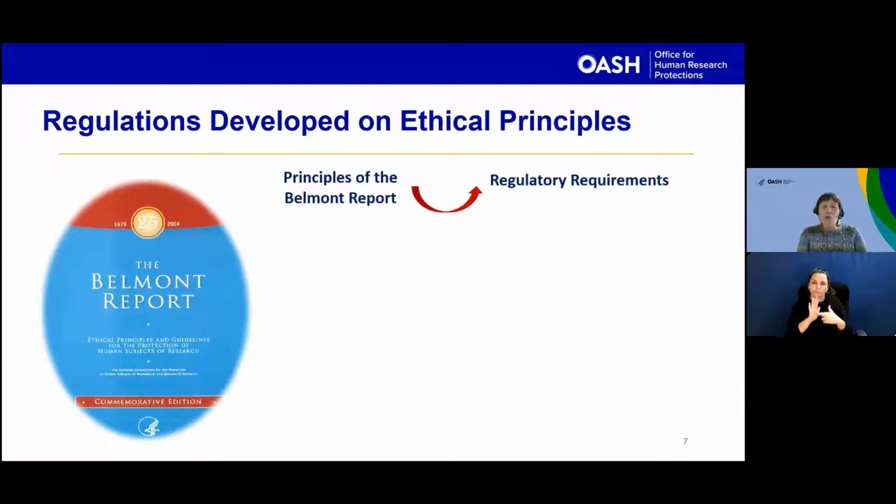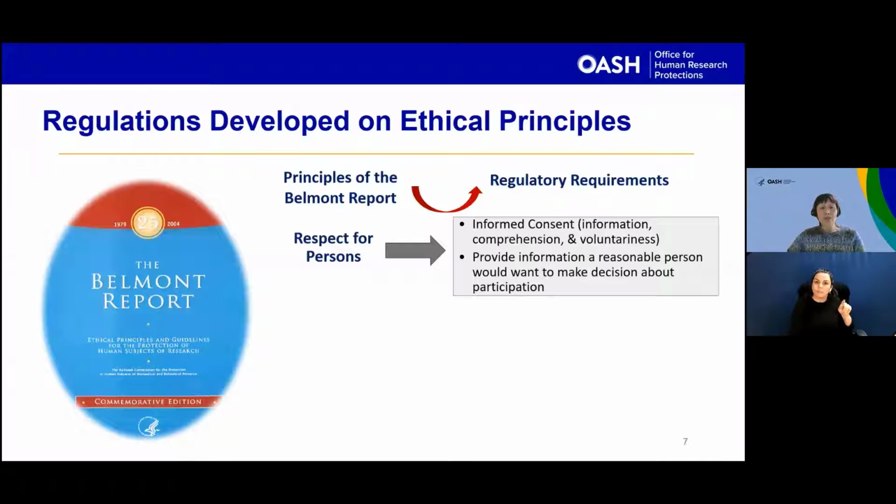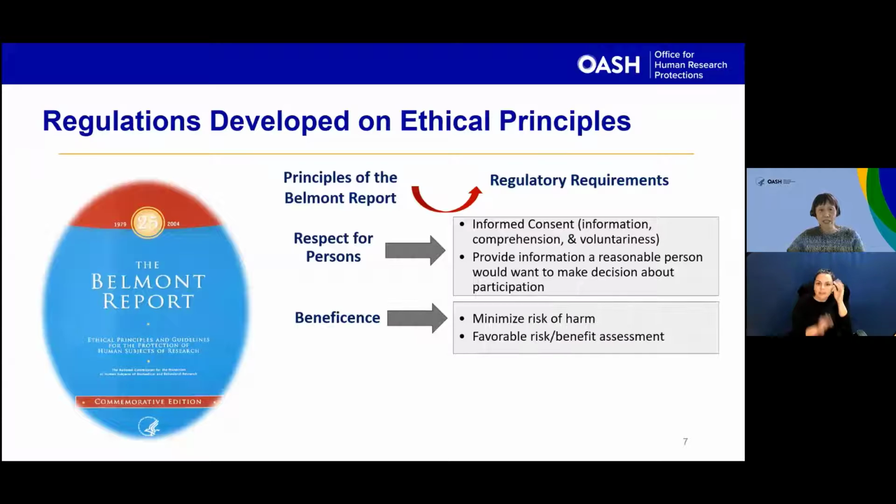So the requirements and the regulations did not come about for no reason. Many of them have a strong basis in the principles that appeared in the Belmont Report. So respect for persons is a very important principle when we involve humans in our research projects, right? And that's being translated into the requirement for informed consent that is provided voluntarily and with participants adequately understanding the information that they need to make a decision about participation.